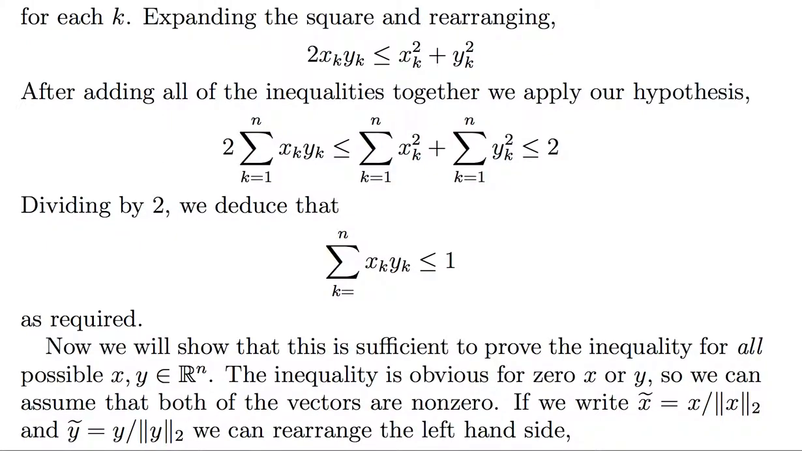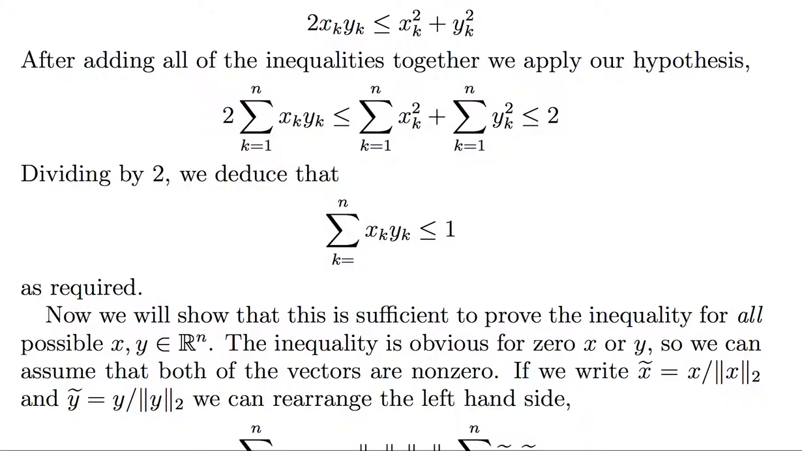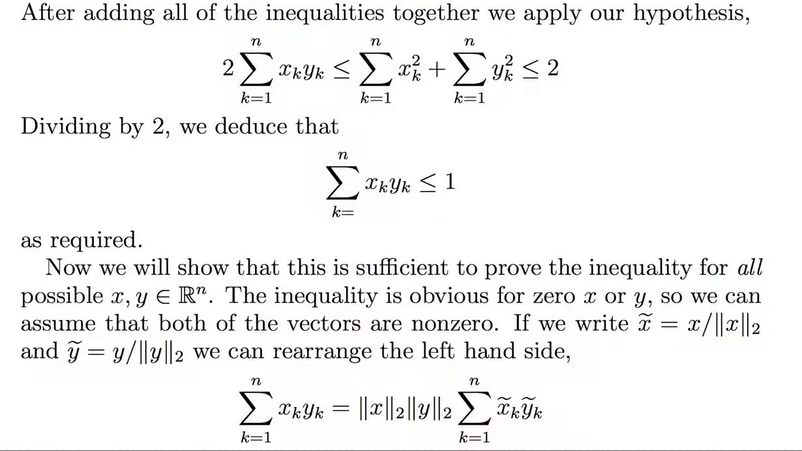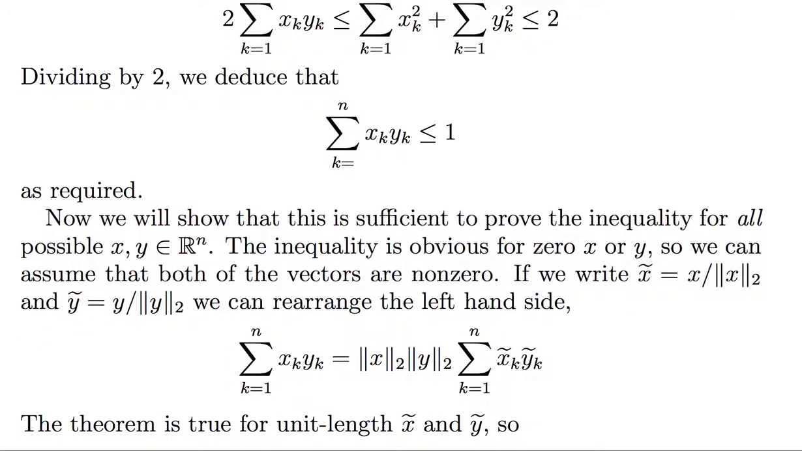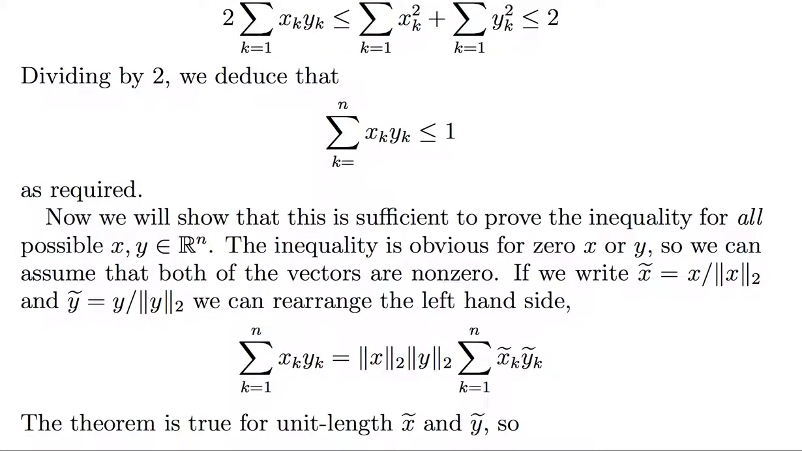Now we will show that this is sufficient to prove the inequality for all possible x, y in R^n. The inequality is obvious if x or y is 0, so we can assume that both of the vectors are non-zero. If we write x tilde equal to x over the 2 norm of x and y tilde equal to y over the 2 norm of y, we can rearrange the left-hand side to get the sum of xk yk from k equals 1 through n is the 2 norm of x times the 2 norm of y, times the sum of xk tilde yk tilde from k equals 1 through n.